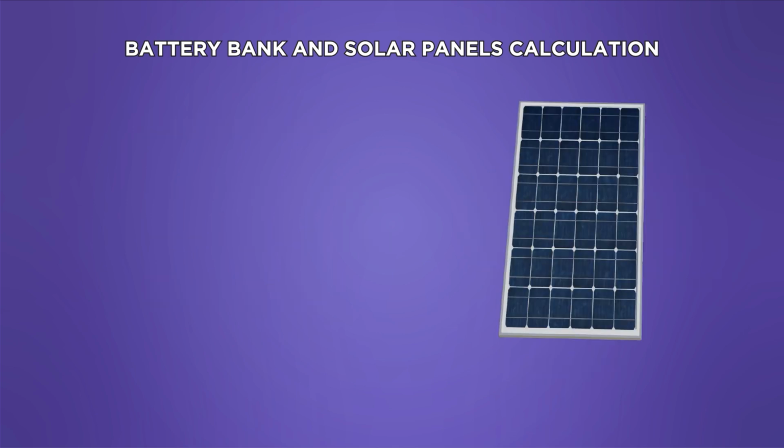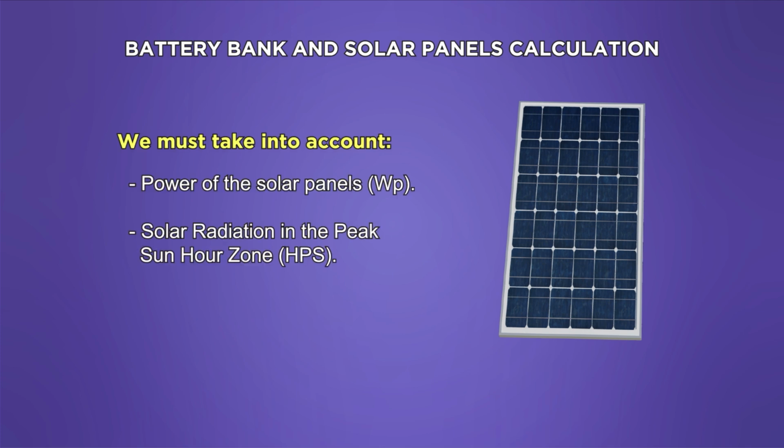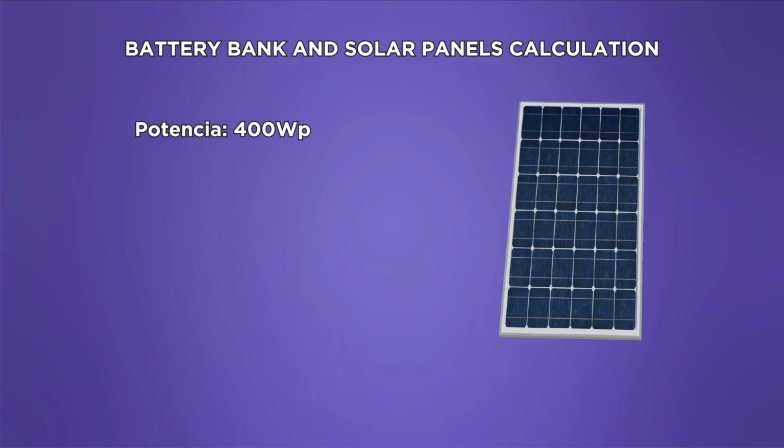Now, let's see how to do the calculation of solar panels. To do this, we must take into account the peak power of the solar panels and the solar radiation in the area where the installation of the solar panels is going to be carried out. This value is measured in peak sun hours. For the power of solar panels, there are several values that you can choose from. For this case, the most recommended is 400 watt-peak panels.